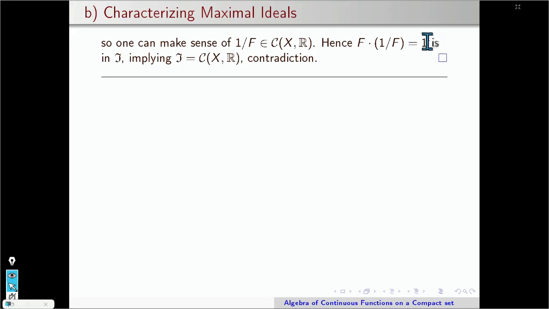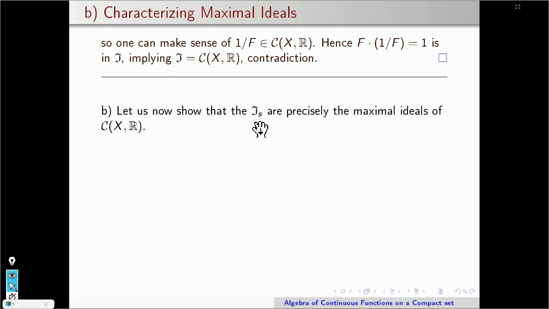And if I multiply by any element of the algebra, it will be in the ideal. So we have equality of the ideal with the algebra. So this contradicts the fact that we chose a proper ideal. So any proper ideal is contained in an ideal of the form I subscript S. And those ideals are precisely maximal ideals.